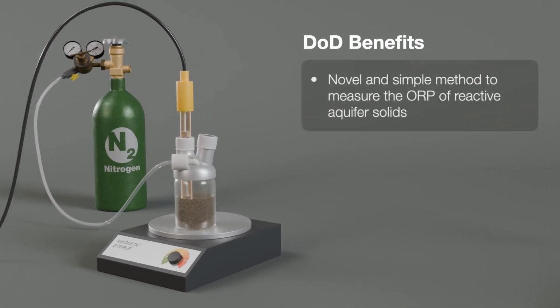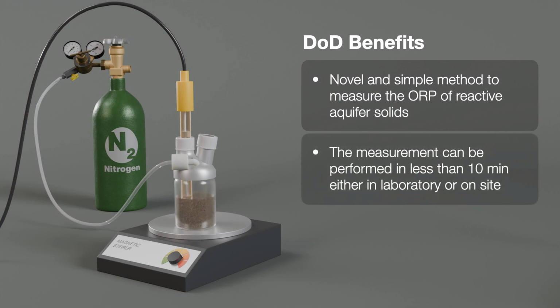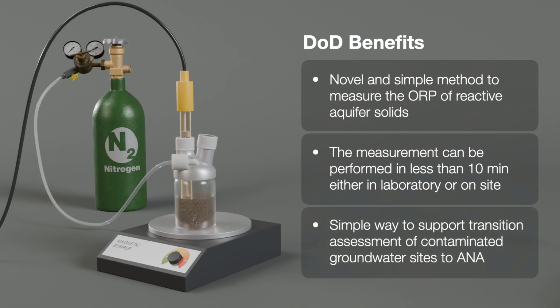In summary, this SERDP project developed a novel and simple method to measure the ORP of reactive aquifer solids that are responsible for ANA. The measurements can be performed in less than 10 minutes, either in the laboratory for those well-preserved samples or on site in the field for freshly collected samples. The ORP measurement provides a simple way to characterize the reactivity of the reactive minerals, which allows quantitative assessment of ANA rate for transition of contaminant plumes to passive management.